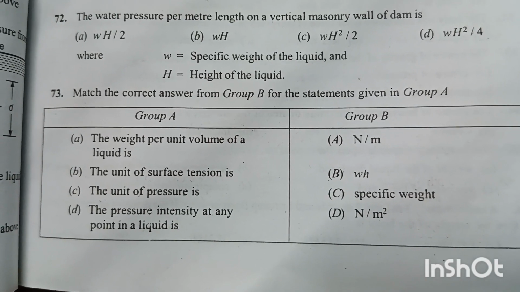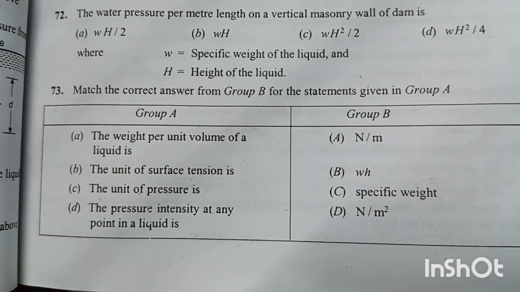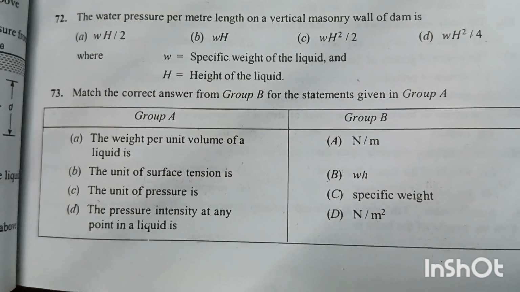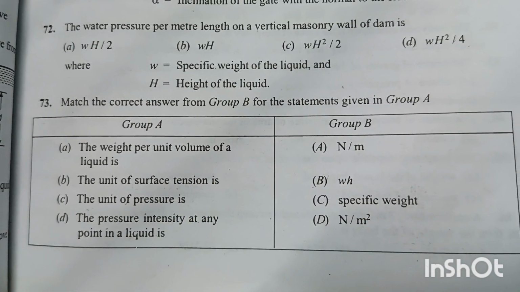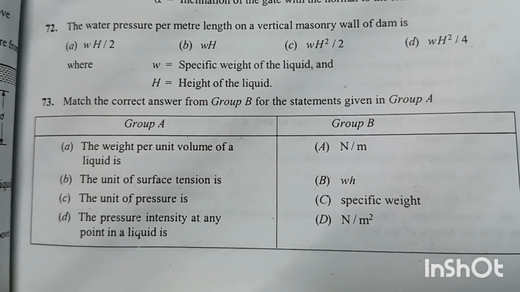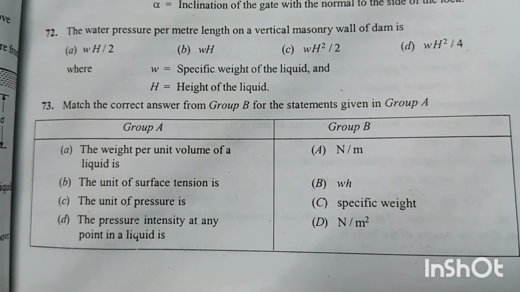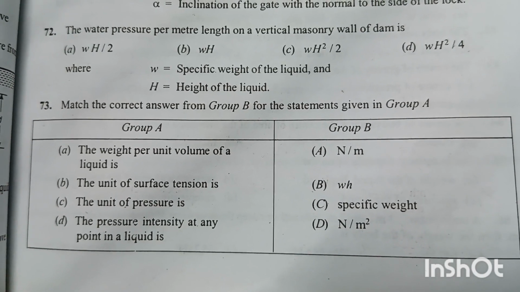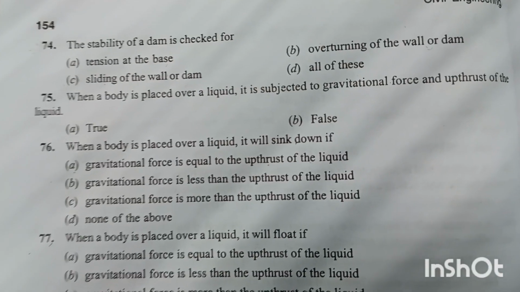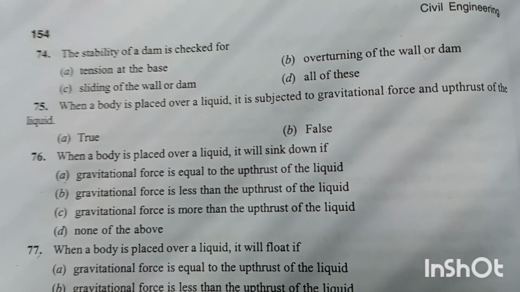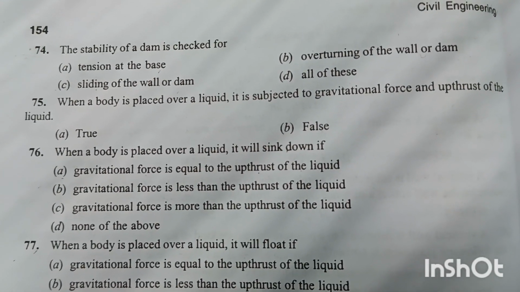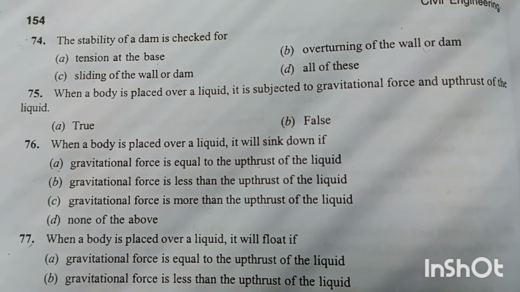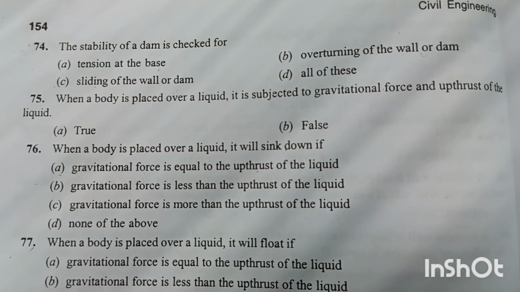Question D, the pressure intensity at any point in a liquid is W into H. Option B in group B, where W is the specific weight of the liquid and H is the depth of the liquid from the surface. Question number 74. The stability of a dam is checked for tension at the base, overturning of the wall or dam, and sliding of the wall or dam. Option D is the right answer, all of these.